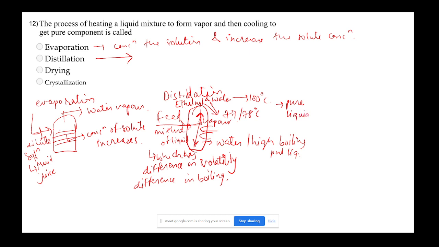So here you convert a liquid mixture to vapor form and then again cool to get the pure component. So this is nothing but distillation.